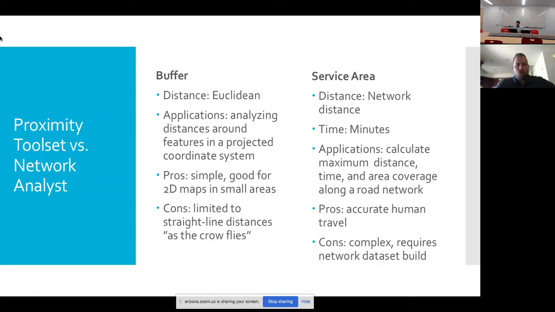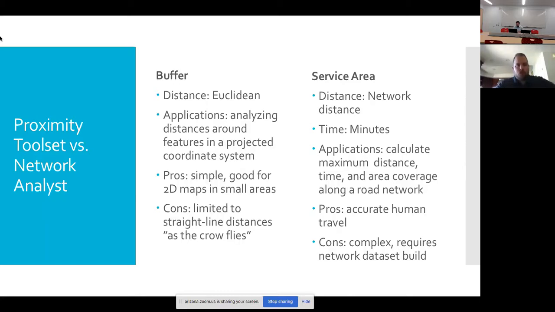In deciding whether I was going to use the buffer tool or the service area, I weighed out the pros and cons. Just to start off with the buffer tool, the distance measured is the Euclidean distance. It's mostly applied when analyzing distances around features in a projected coordinate system. Some advantages of the buffer tool, which is part of the proximity toolset, are that it's simple and good for two-dimensional maps in small areas. A limitation is that it's limited to straight line distances, or as the crow flies.